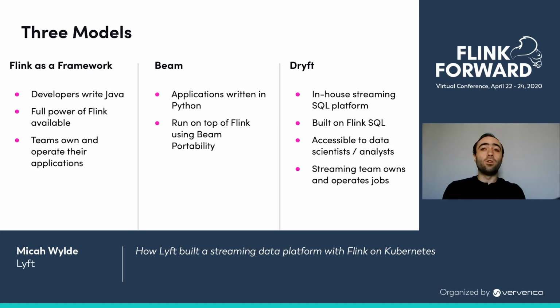However, Lyft is primarily a Python shop, so Java is not the most useful API for a lot of our engineers. So over the past year or two, we've been rolling out Beam Python as another option for running Flink applications. So now you can write applications in Python. You have a wonderful API that Beam provides for you that exposes a lot of the power of Flink. And we can run it on top of all of our existing Flink infrastructure using Beam portability.